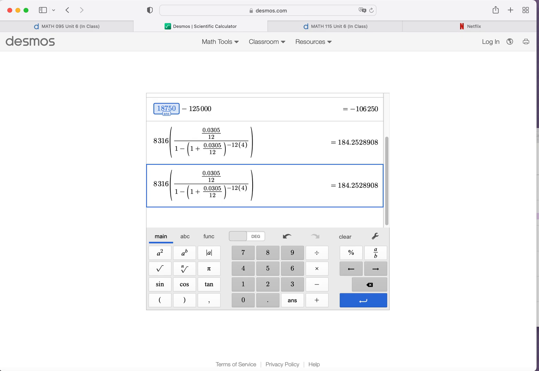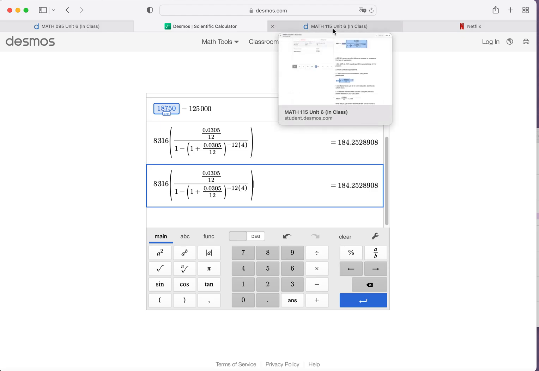So you can type it in individual components if you're not in a spot where you can copy and paste things. Okay. Once you have this in here one time for finding a payment, you could just come in and replace what's the loan amount, what's the interest rate, how long are we paying on the loan. You can just fill in the components that you need. For our purposes for this particular question, we're getting a loan payment of $184.25 when we round that off.